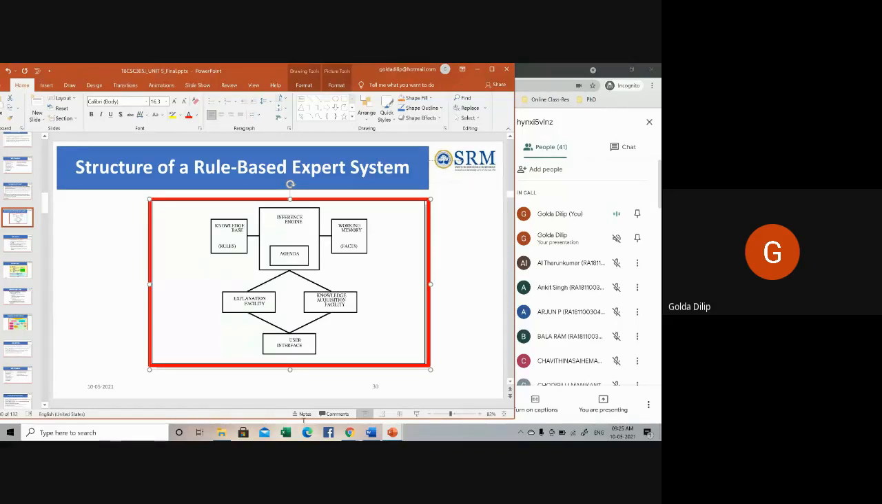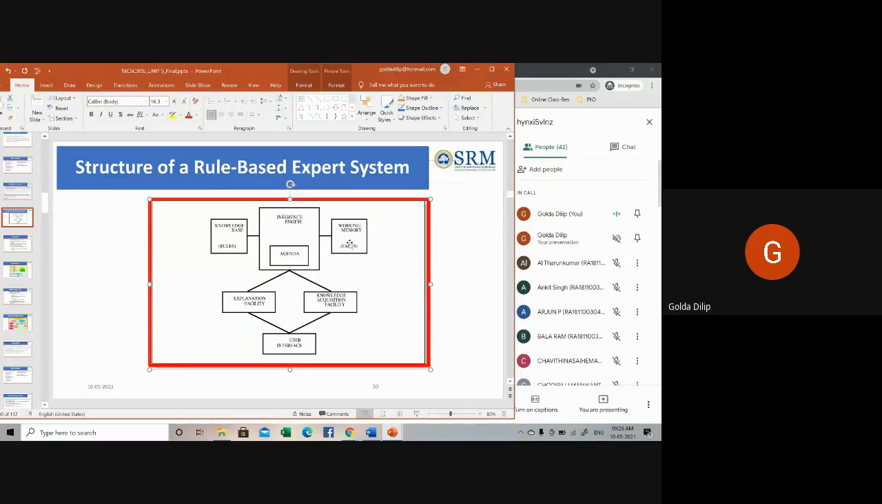Then you have something called a working memory, or facts. The problem-specific information, or the facts, will be stored in the working memory. Some textbooks call it short-term memory, or your so-called database. It will have a set of facts used to match against the if part of the rules stored in your knowledge base.